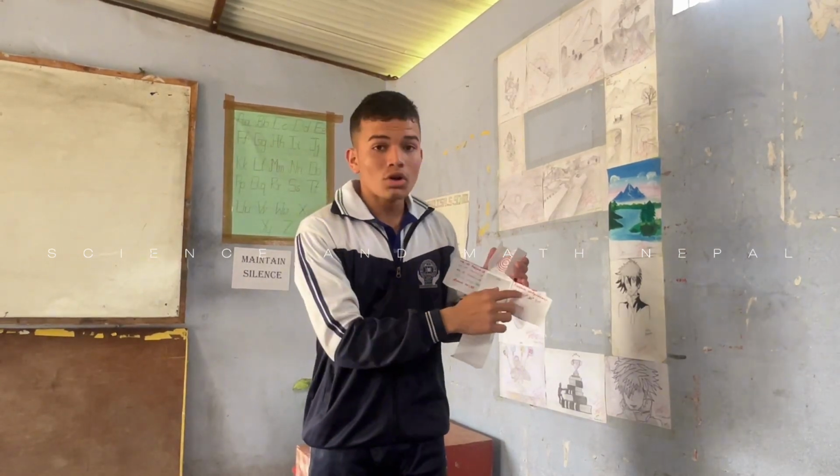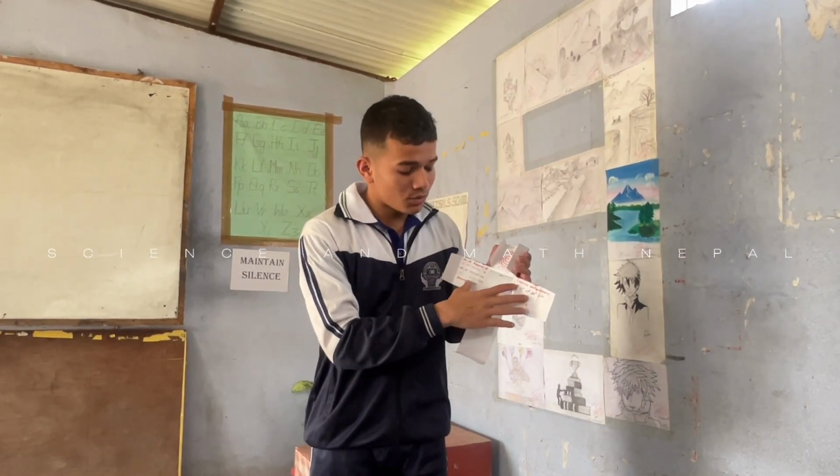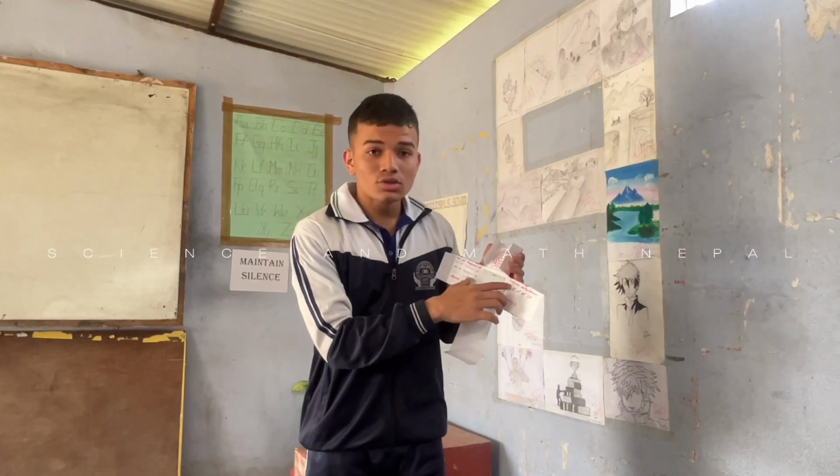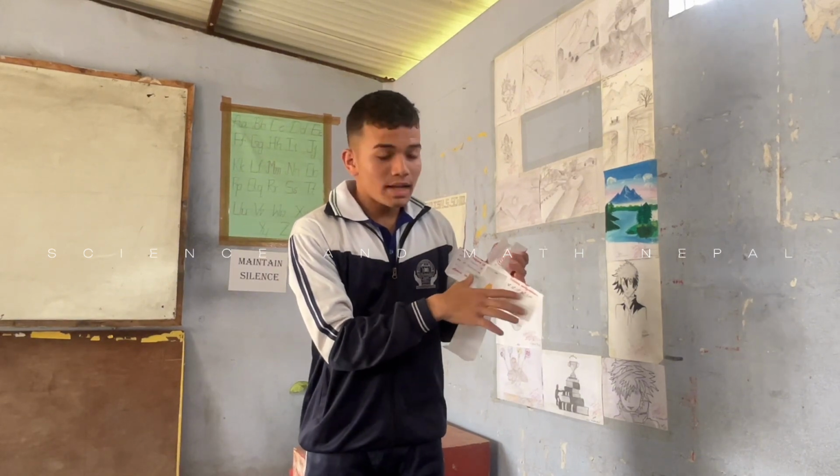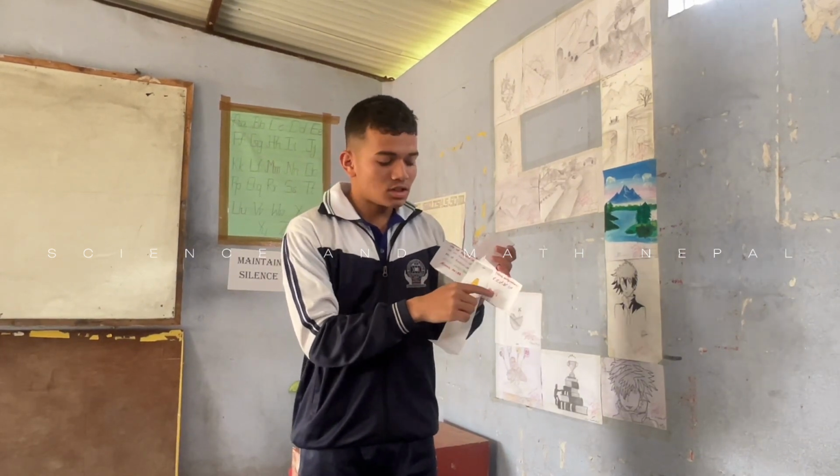Now let's come to the electronic configuration. Its electronic configuration is 1s2, 2s2, 2p6, 3s2 and 3p5, and its valency is 1.